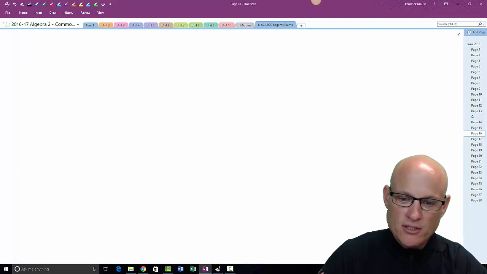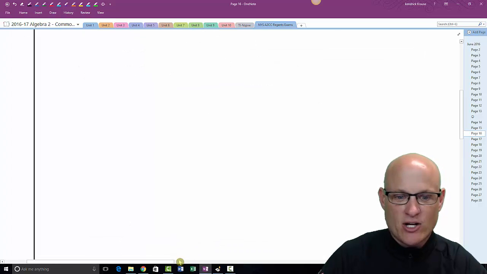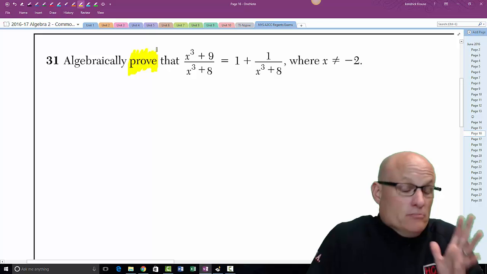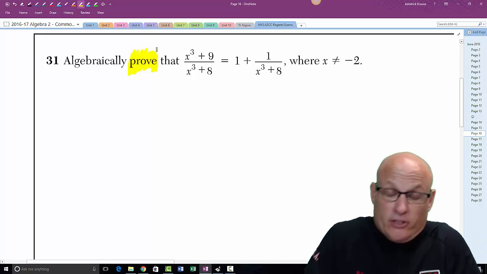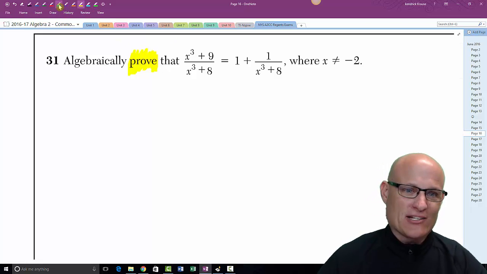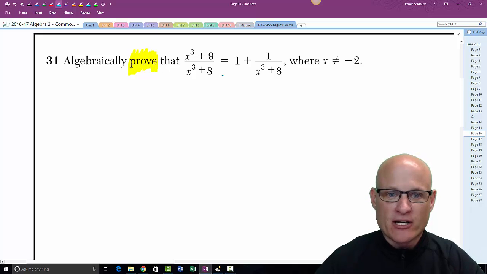Oh, this problem. Probably one of the easiest problems on the test that most people screwed up, because I know what happens when you see this word right here. You start to think, what am I going to do? I don't know what to do. A lot of you tried to solve it by cross multiplying and doing some funky stuff. You can't solve a proof. You have to put a barrier in between and work with one side. And you always work with the more complicated side.